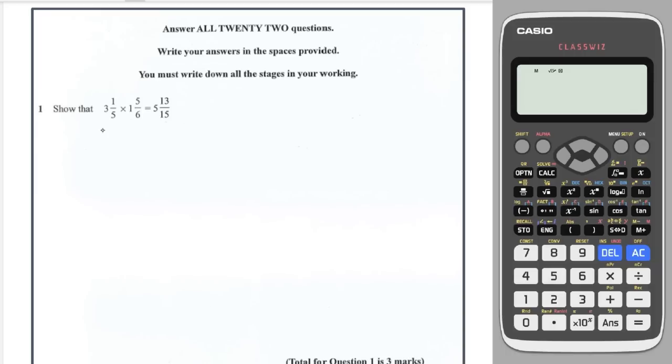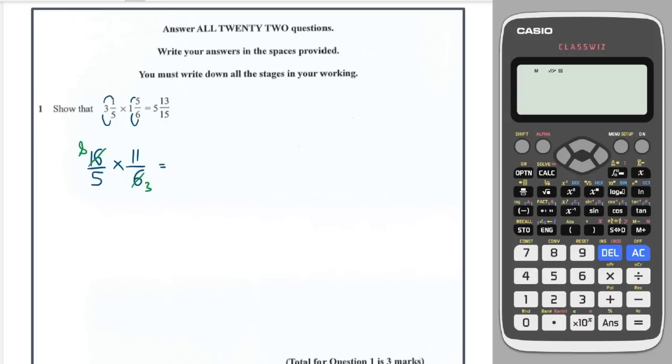First off, fractions. Show this. So what I'll need to do is multiply 5 by 3 to get 15, and then add on 1. That gives me 16, so that will be 16 fifths. Next, I do 6 times 1, which is 6, plus 5 is 11, so that's 11 sixths. And I'm multiplying these. I could do a little simplification first, because I've got a 16 and a 6 on top, so I could divide them both by 2 to get 8 and 3.